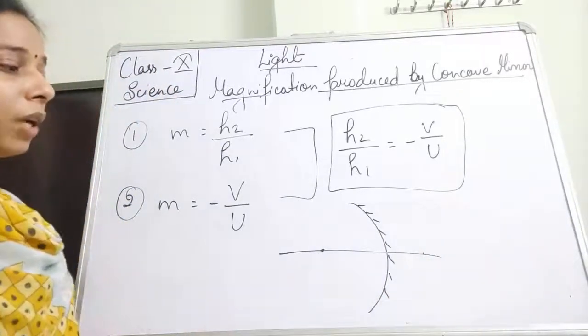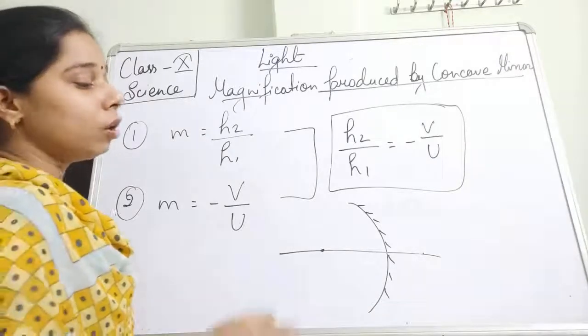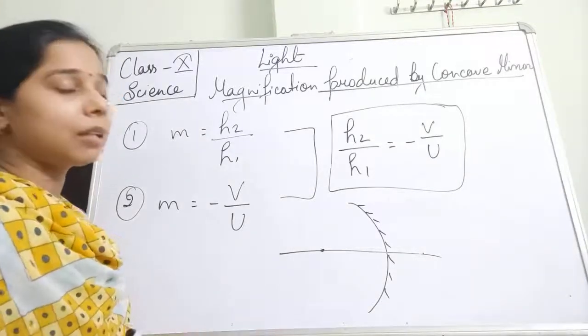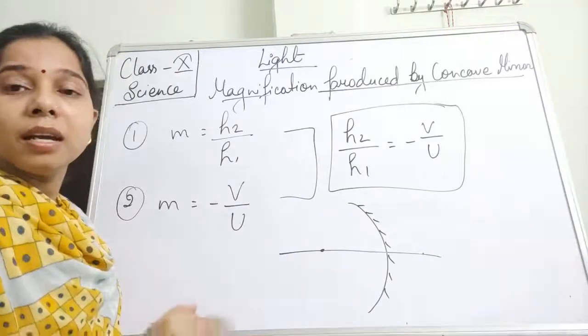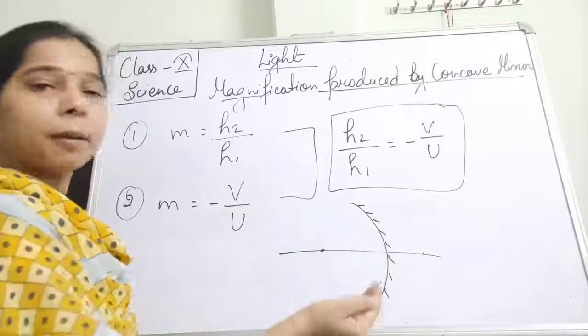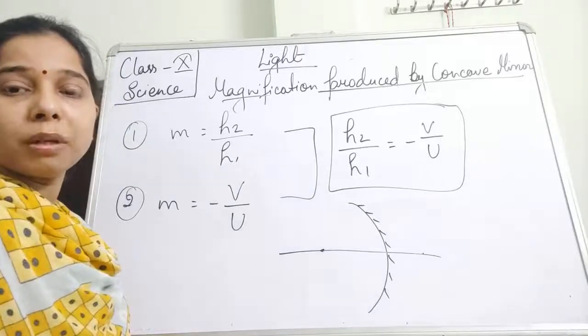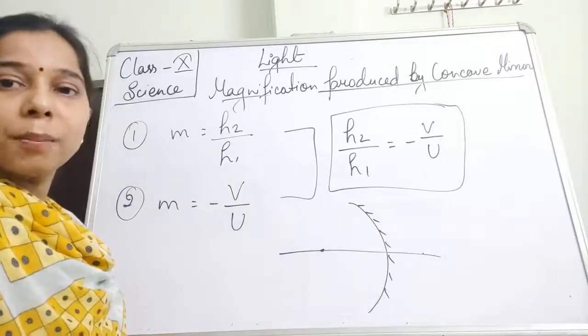So we have understood here that either the object or the image is kept at the left hand side. If the focal length is kept at the left hand side, then it will be negative, and if it is kept right side to that of the pole of the mirror, it is taken as positive.